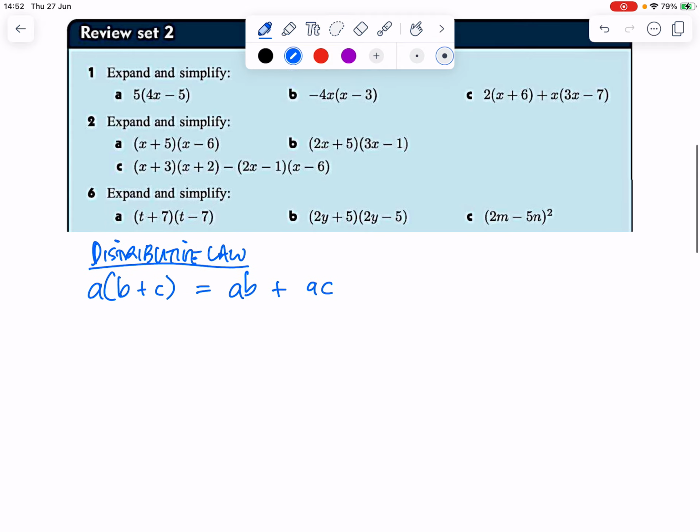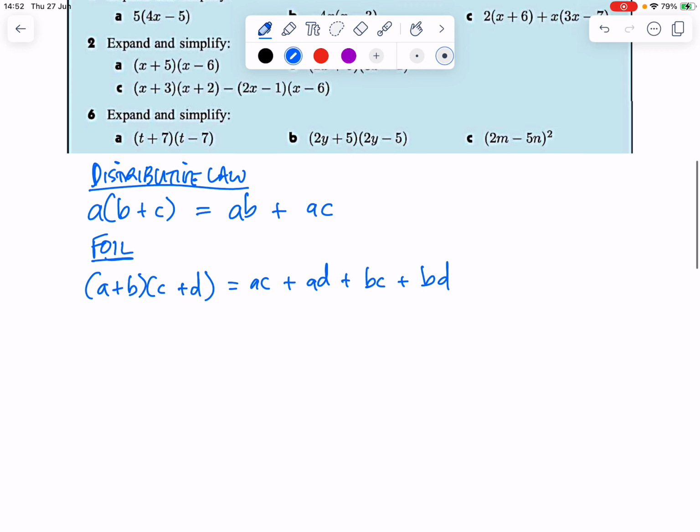Then I taught you FOIL, which was A plus B in brackets times C plus D. That expands to firsts, which is AC, plus outers, AD, plus inners, BC, plus lasts, BD.